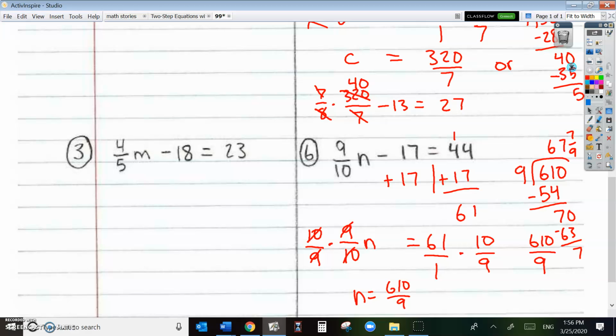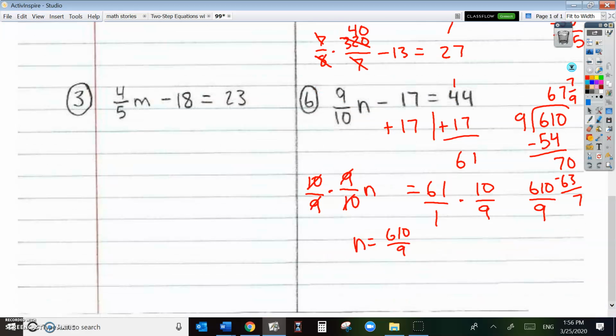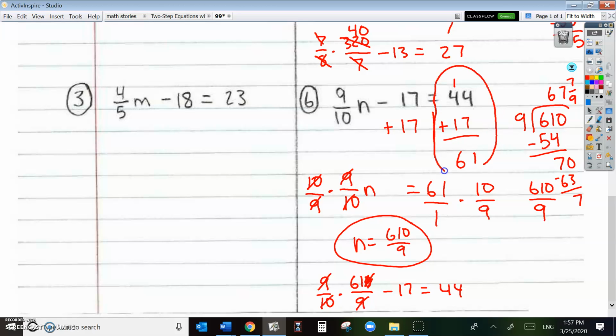Now let's use this to double check. Use 610 over 9. 9 over 10 times 610 over 9 minus 17 equals 44. You know this is going to cancel that 0. You know these will cancel. 61 minus 17 is 44. Is that true? Well, look up here and you can see that you've done that problem already. 61 minus 17 is 44. If you go backwards, you can see that that works out.